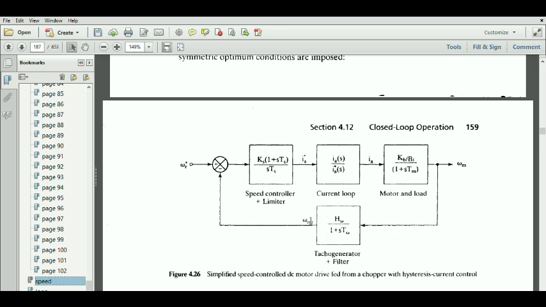This will give you the omega mr, and this is fed to the adding point. From here you will be getting the error signal. This error signal is passed through the speed controller plus limiter, and you will be getting IA star. From IA star, you will be finding IA with the current loop, and this IA, if you are giving the particular IA to the motor and load, this will achieve the speed omega m.